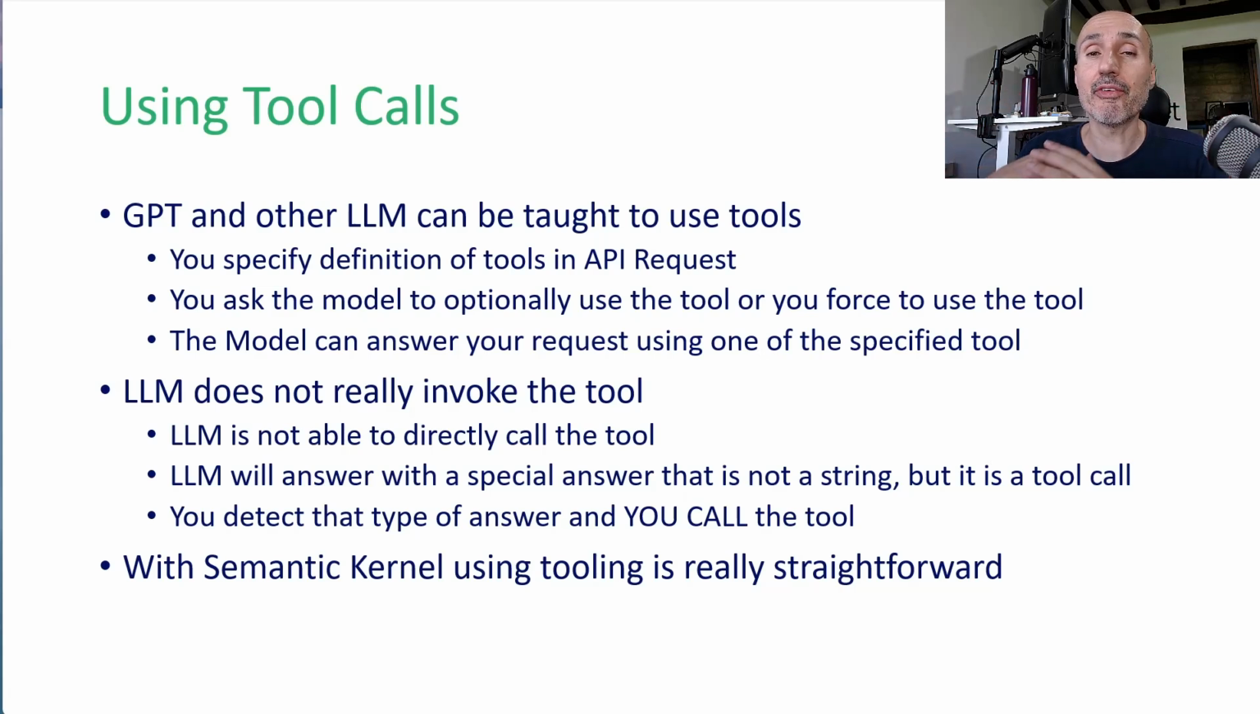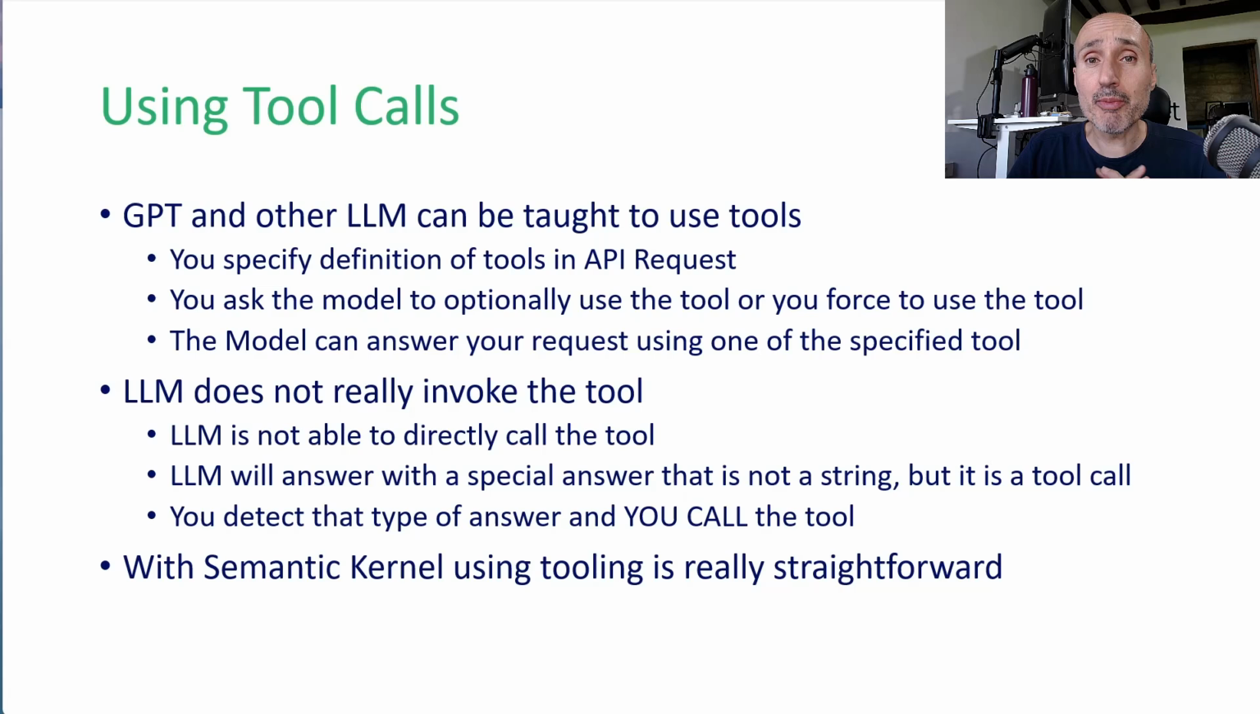So the idea is you ask a question to the model, and then you give a set of tools you have, and you can tell the model, hey, if you determine that to solve my question I need to use a tool, you can tell me to use the tool. So the model can answer not with a string response, but with a tool call.